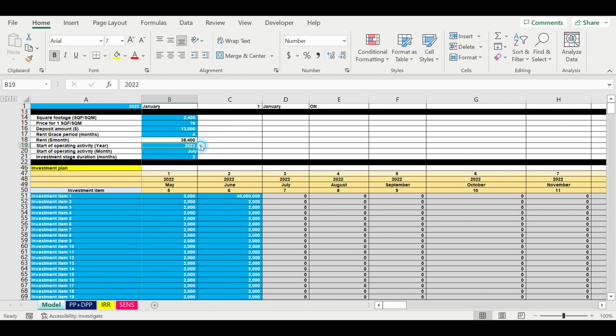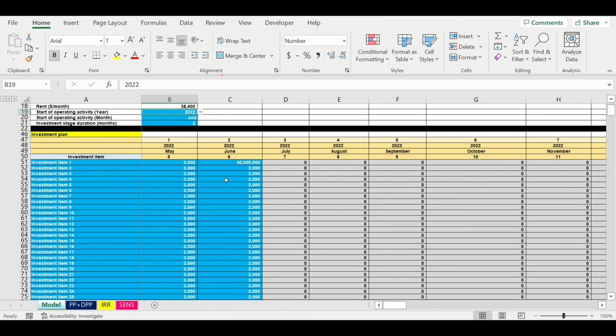Then we specify when we get the first revenue. Here we specify the year and month, and you have to think of all these parameters. Just revise your business idea and think what is the square footage of your business idea, what is the duration of the investment stage, how many months it will take you to get the first revenue. When you're planning to get the first revenue, month and year, just start thinking about it.